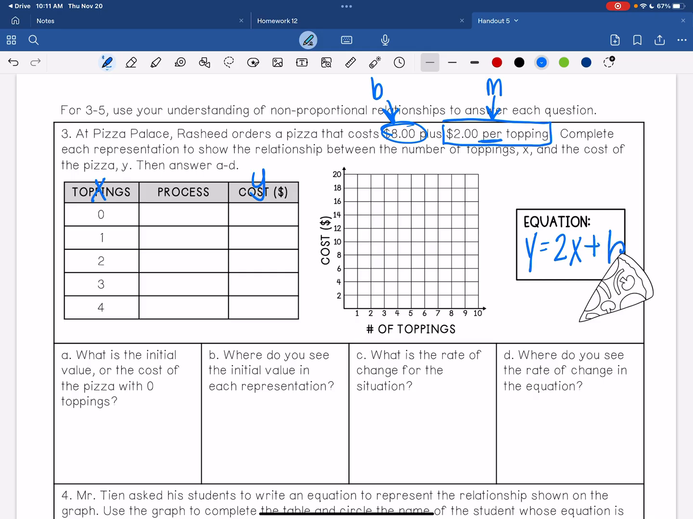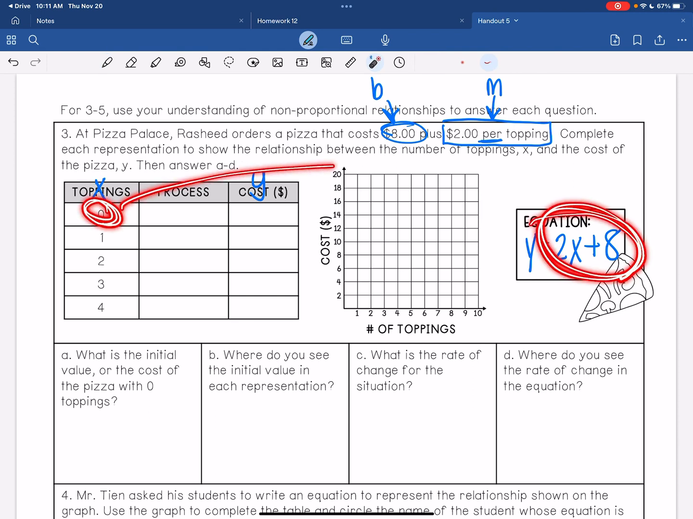So he goes at plus 8. All right, now I'm going to go over to my table. We don't always use this process thing. I'm going to show you how it works. So we're pretty much just going to take this equation, and whatever X value we have is going to go in right there for that X, if that makes sense.